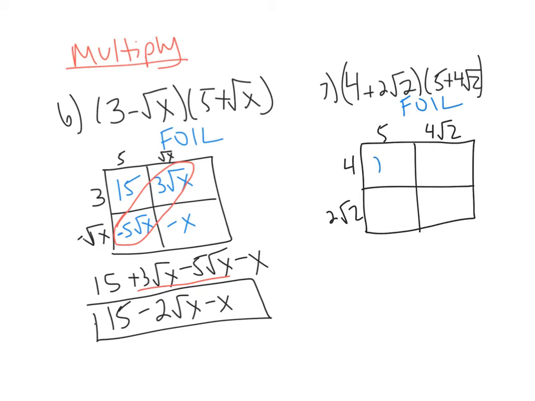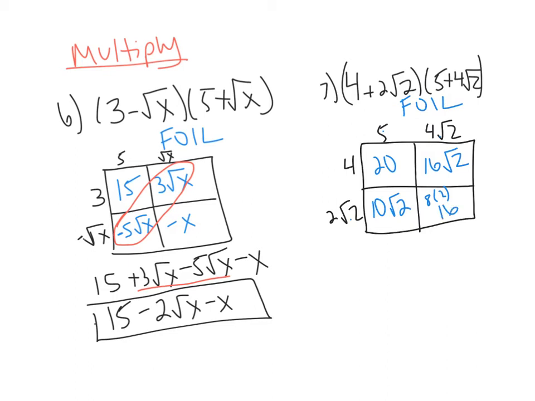So let's multiply. Box tells me what to multiply. 4 times 5 is 20. 4 times 4 root 2. Again, multiply the outside. 4 times 4 is 16. Then I just keep the root 2. 5 times 2 root 2. Multiply 5 times 2 is 10. And we just keep the root 2. And 4 root 2 times 2 root 2. Multiply the outside. 4 times 2 is 8. And root 2 times root 2 is 2. So 8 times 2 is 16.